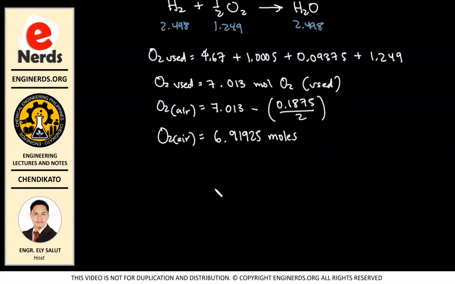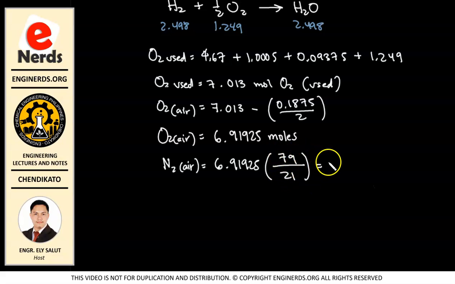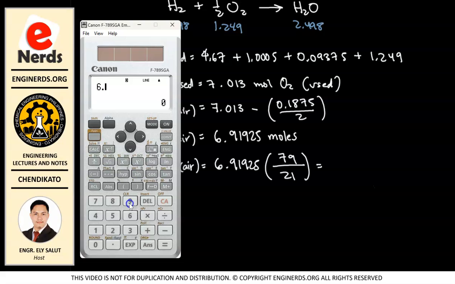Using this, we'll be able to find out how much nitrogen is in the air. We have 6.91925, then multiply that by the ratio of nitrogen to oxygen in air, which is 79 and 21. So N2 in air is equal to 6.91925 times 79 divided by 21, which is equal to 26.03.